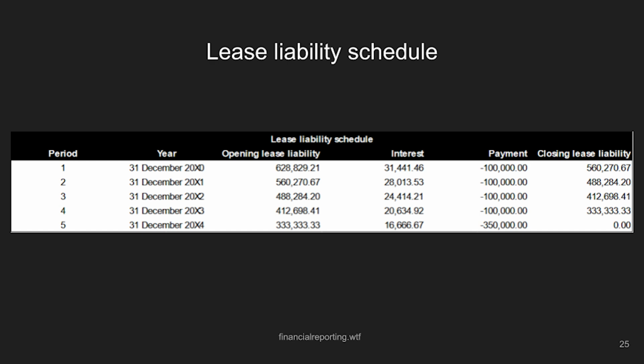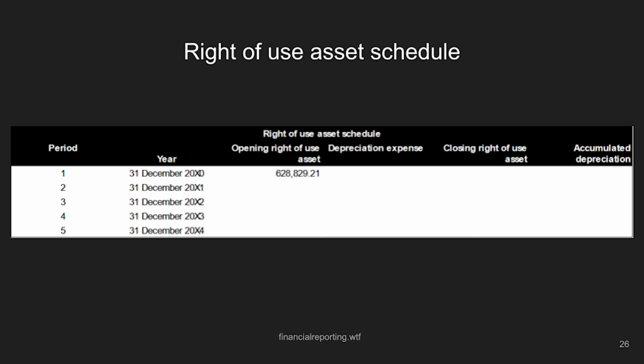Each period, the interest can be debited to interest expense and credited to the lease liability. We can then debit the lease liability to the extent of our payment for the period and credit cash or payables. Moving on to the right of use schedule, we can once again begin with our initial measurement of the right of use asset.